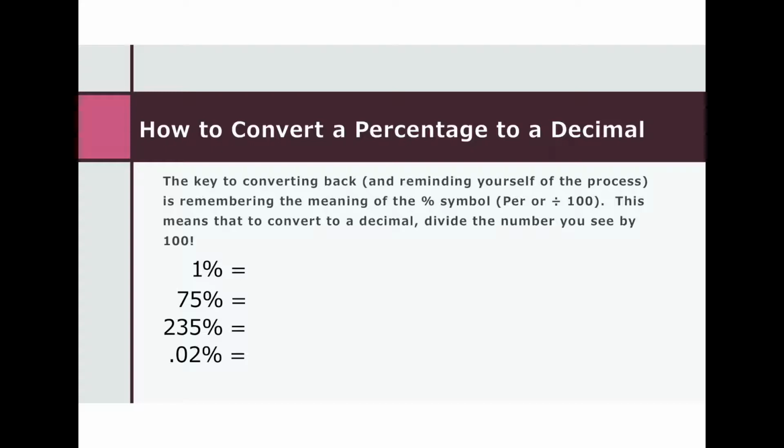The key to converting back, and this is something you want to always keep in mind because it will help you remember what to do, is remembering the meaning of the percentage symbol. The percentage symbol means per or divided by 100. This means that to convert from a percentage to a decimal, we need to divide the number you see by 100. In other words, 1% means 1 divided by 100. Well, 1 divided by 100 is 0.01.